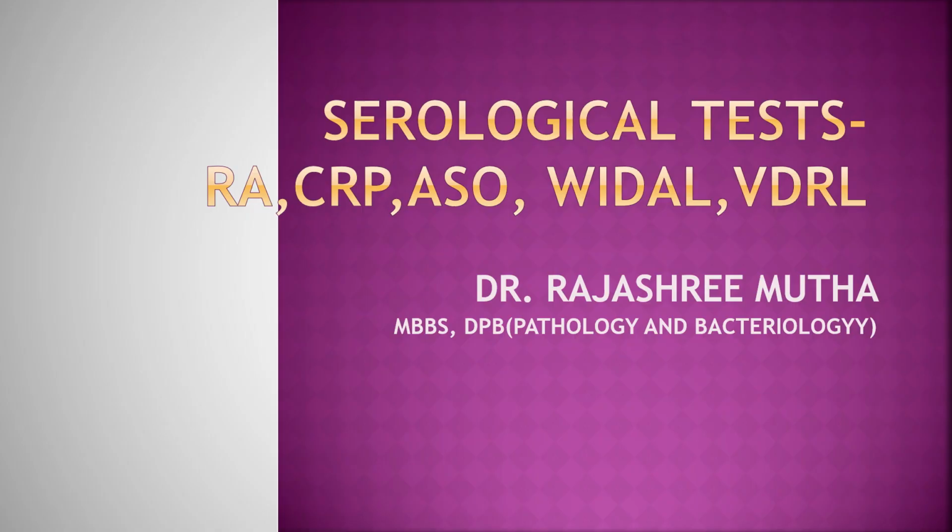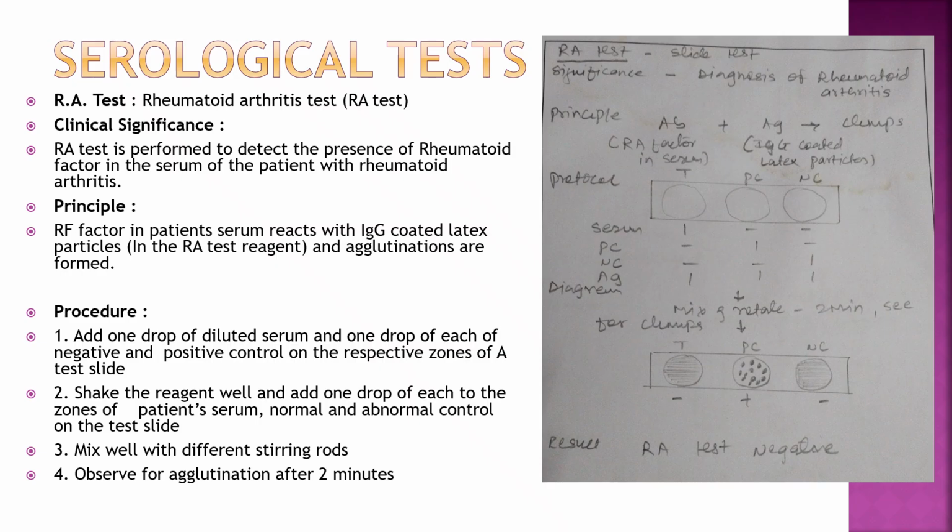Let's study serological tests like RA, CRP, ASO. Hello students, today we will see serological tests. First is the RA test, the rheumatoid arthritis test. Its clinical significance is that the RA test is done to detect the presence of rheumatoid factor in patients of rheumatoid arthritis.